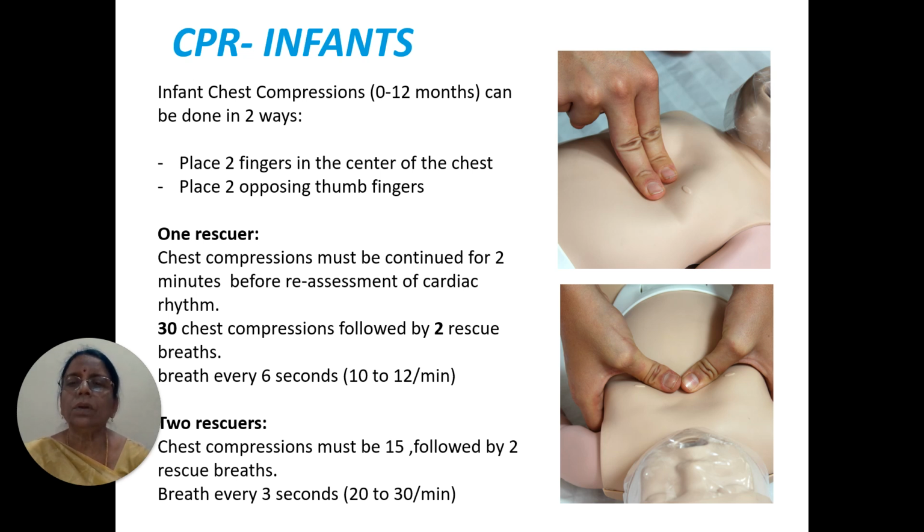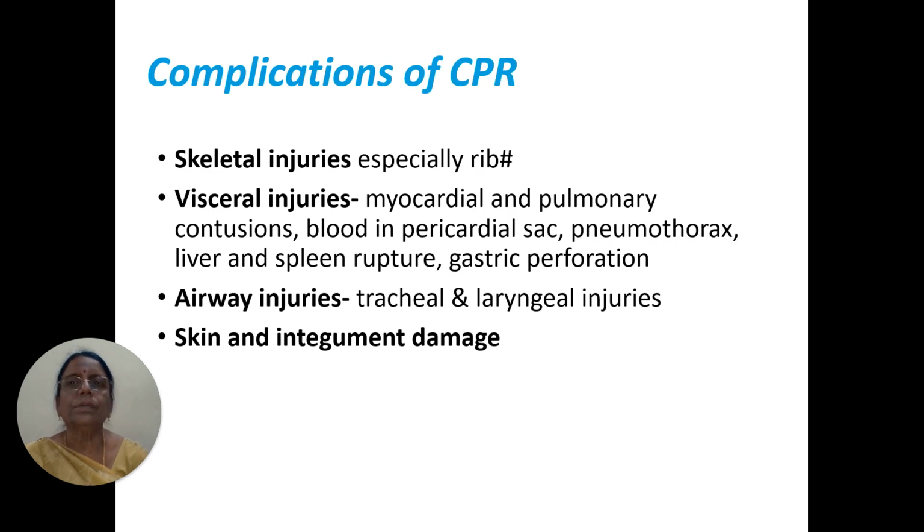30 chest compressions followed by 2 rescue breaths, and then a breath every 6 seconds, 10 to 12 per minute. If 2 rescuers are available, chest compressions must be 15 followed by 2 rescue breaths. Breathe every 3 seconds, 20 to 30 per minute.